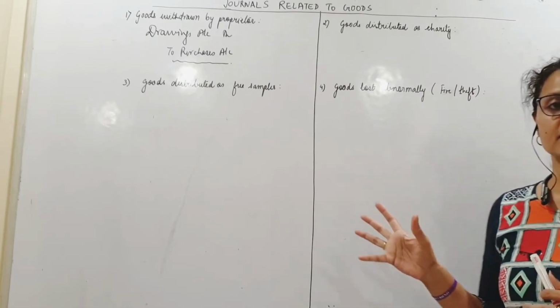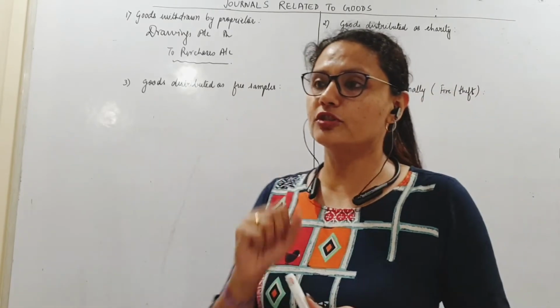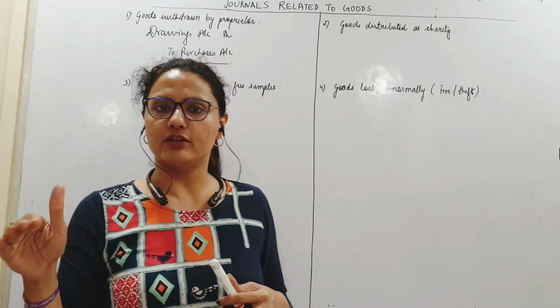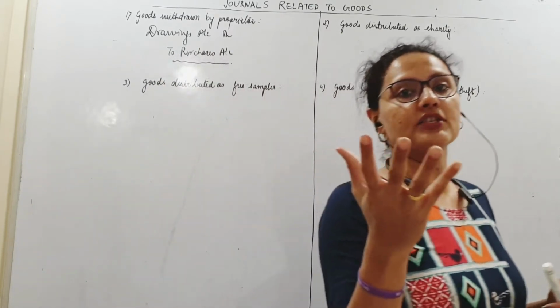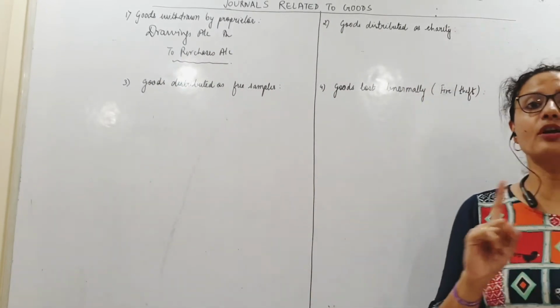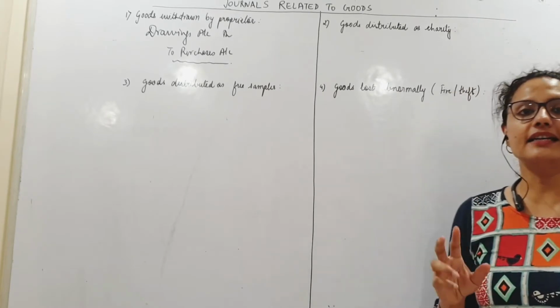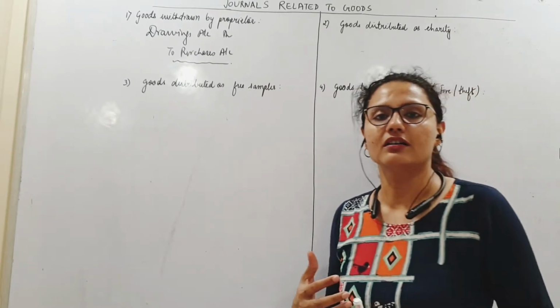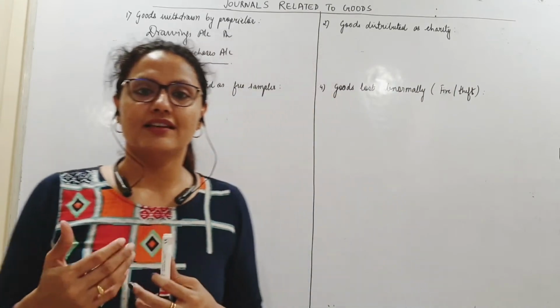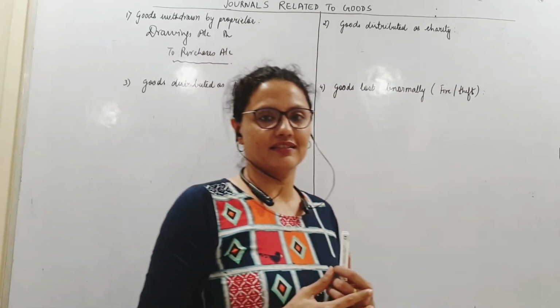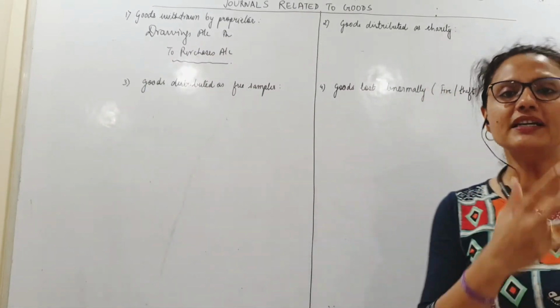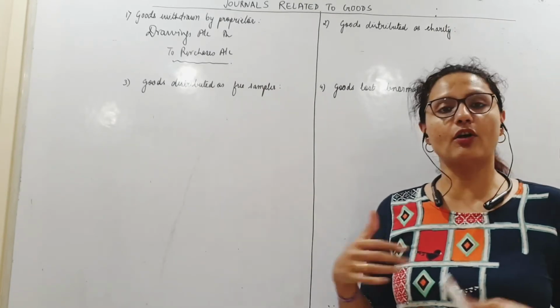Therefore, when goods are distributed as free samples, I'm not getting money for it. No, I'm not selling it. So purchases sit there, right? I am not able to sell those goods. Rather, it is resulting into an expenditure which is of a different nature, which is called advertisement, right? तो ये advertisement expense debit होना चाहिए instead of purchase.